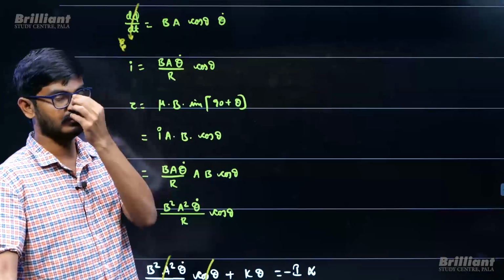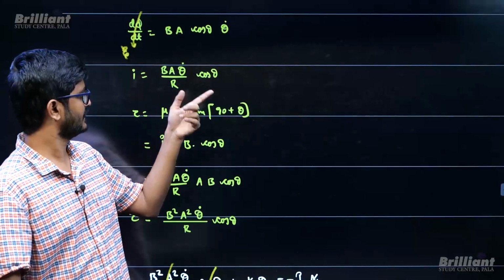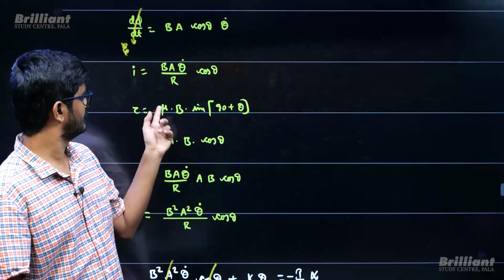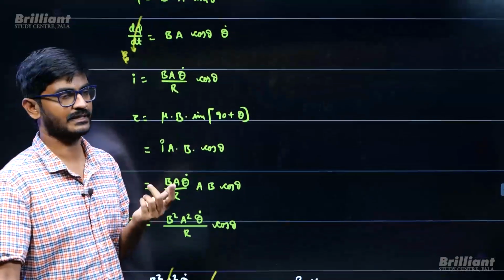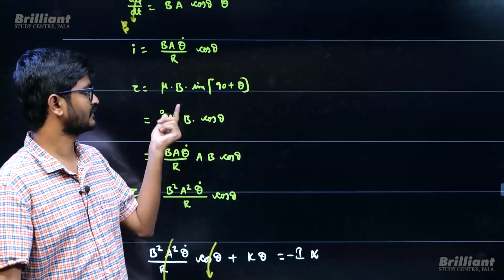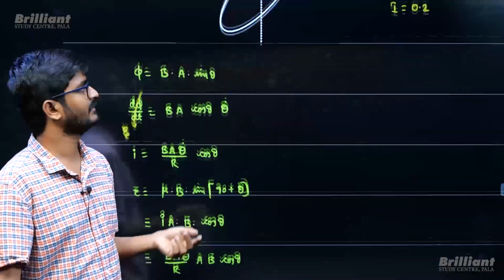So I need to find torque, so I need to find magnetic moment. Magnetic moment is I into area. So torque will be how much? Torque will be m bar cross b bar, I mean mu bar cross b bar, mu into b into sine of the angle between them.